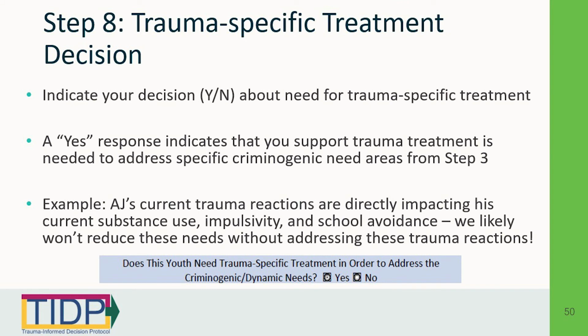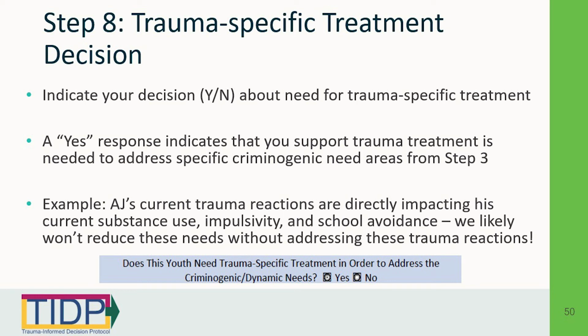Then we're going to move on to step number 8, which is making a decision about trauma-specific treatment. Here it's the same thing. You're just going to indicate on the TIDP form yes or no, about whether you think you have enough evidence or concern from your level of concern ratings that you want to think about referring this youth directly to trauma-specific treatment. So a yes response here indicates that you think trauma-specific treatment is going to be needed to specifically address the criminogenic need areas you've identified in step number 3.